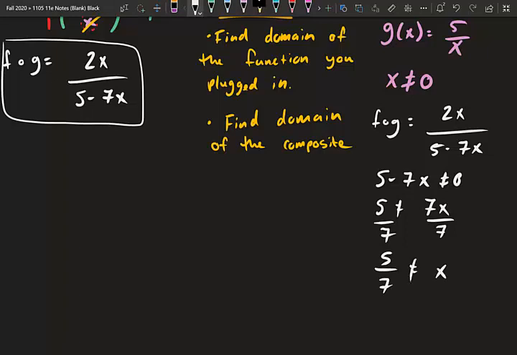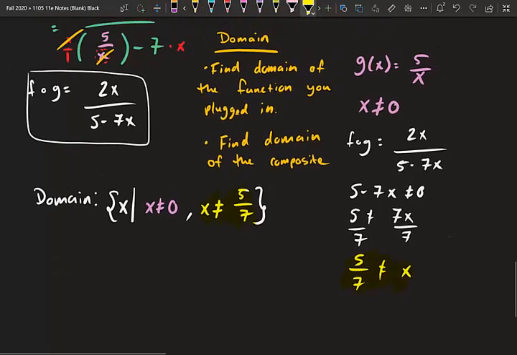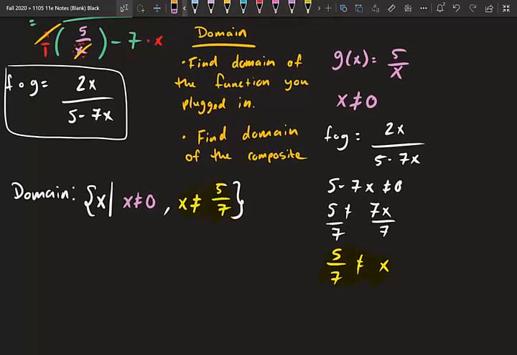So now to find our whole domain, we just mush it together in one. So our domain, we have x such that x cannot be 0, and x cannot be 5 over 7. So that's our domain in set notation. Interval notation.